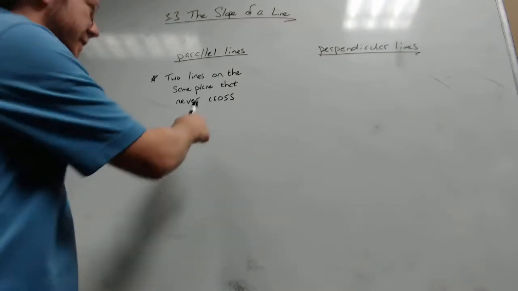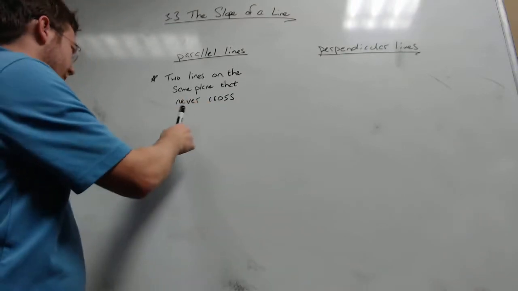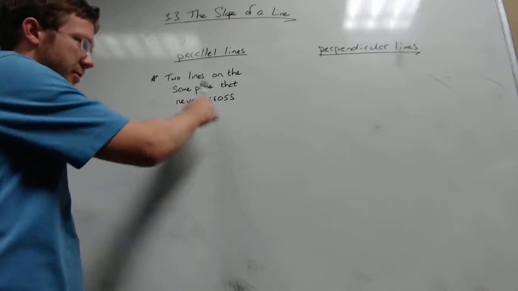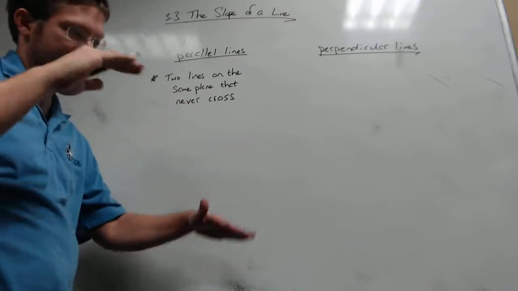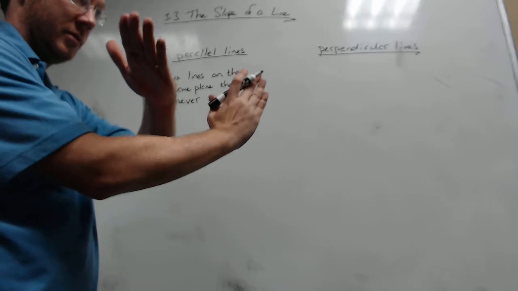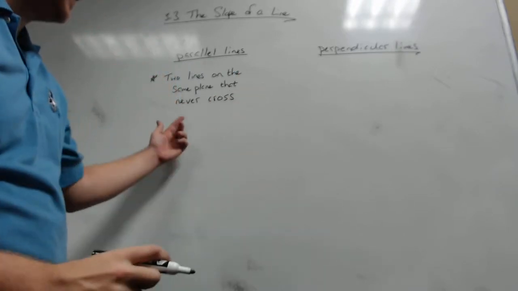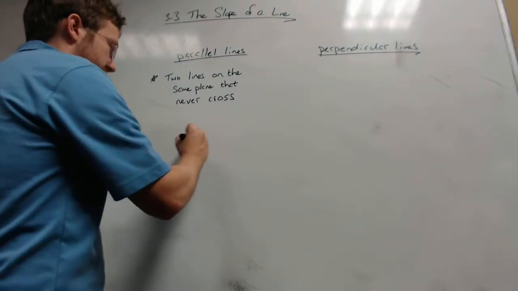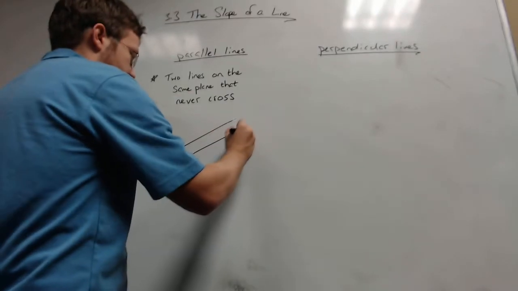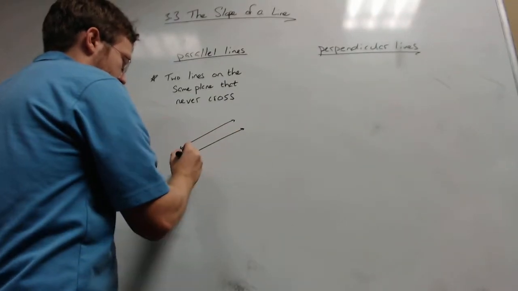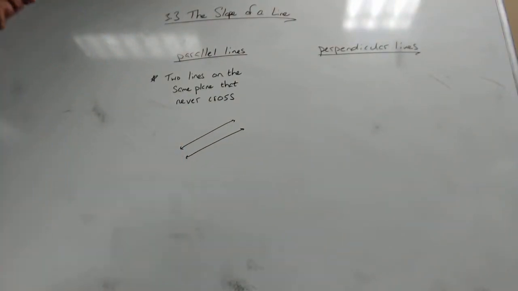I only say on the same plane because it's going to have to be on the board in some two-dimensional space. In 3 dimensions, I can have two lines that don't cross that are not parallel. But in 2 dimensions, we know parallel lines when we see them. Never going to cross.